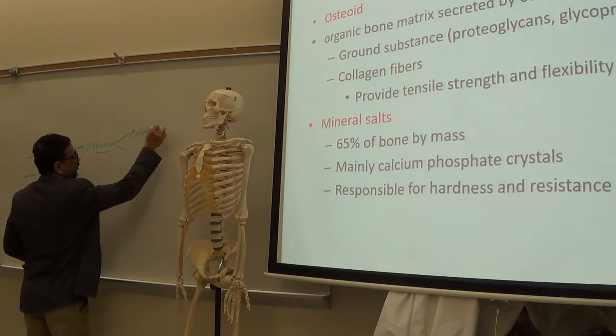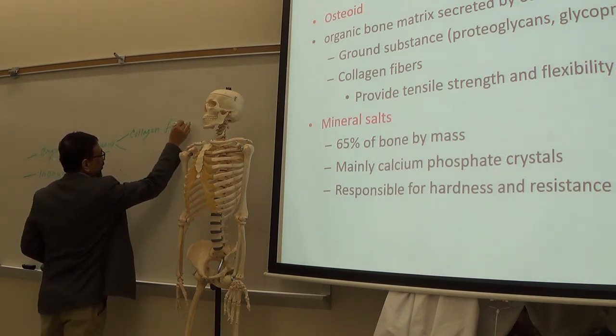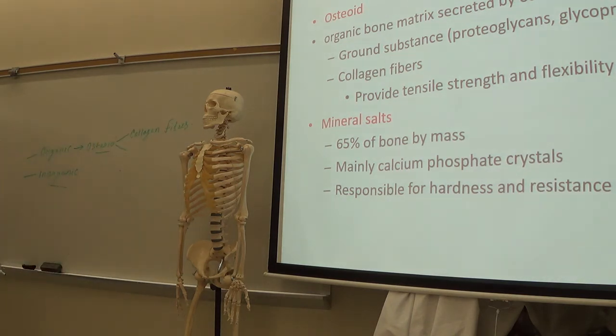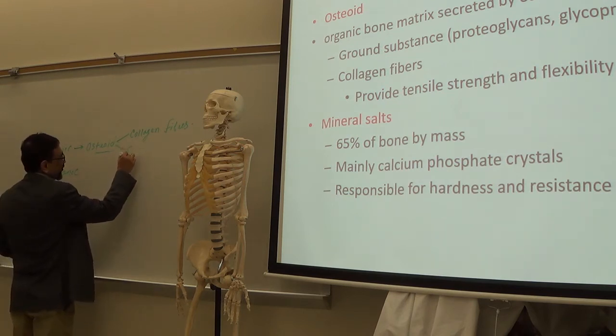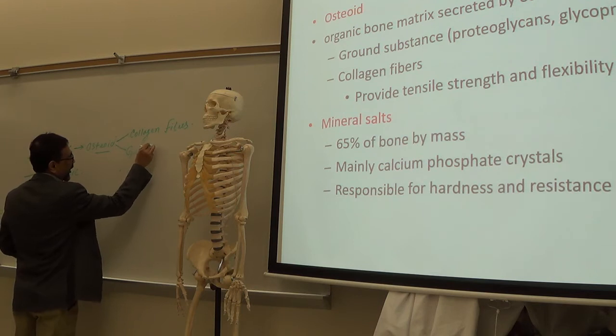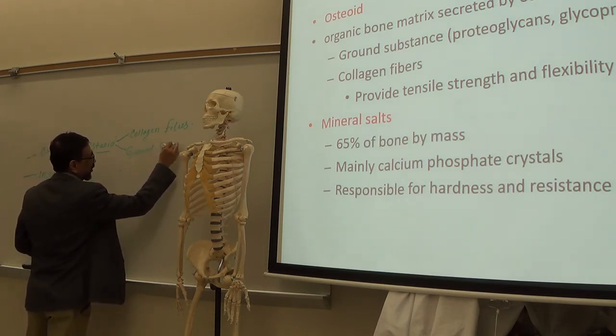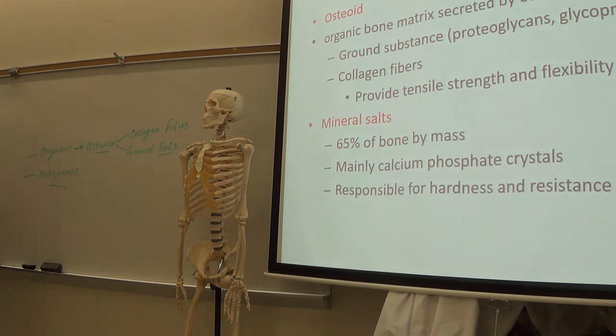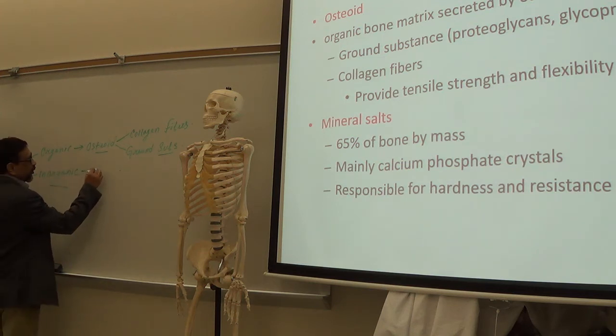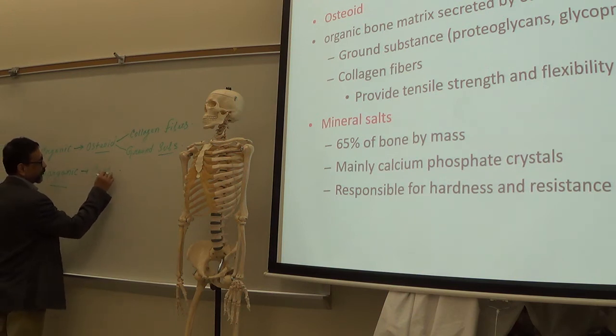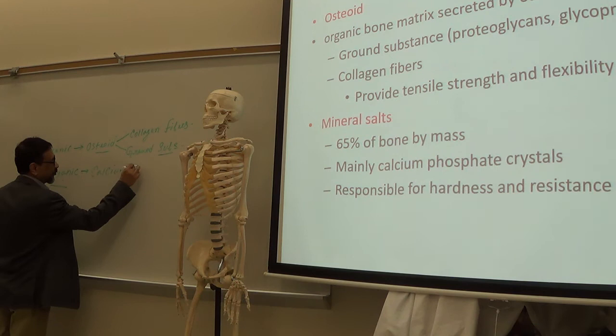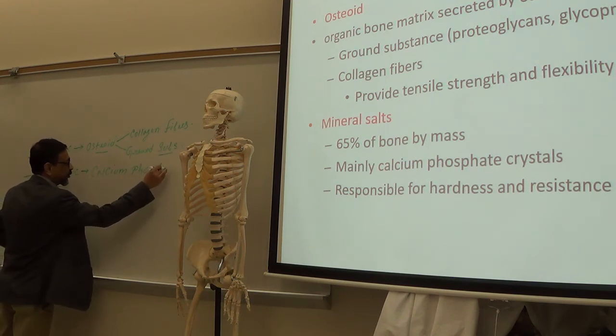and ground substance, which is the chemical ground substances. So these two things together form the osteoid, which is the organic part of the bone. Now, inorganic chemicals include calcium phosphate. You already know, calcium phosphate.